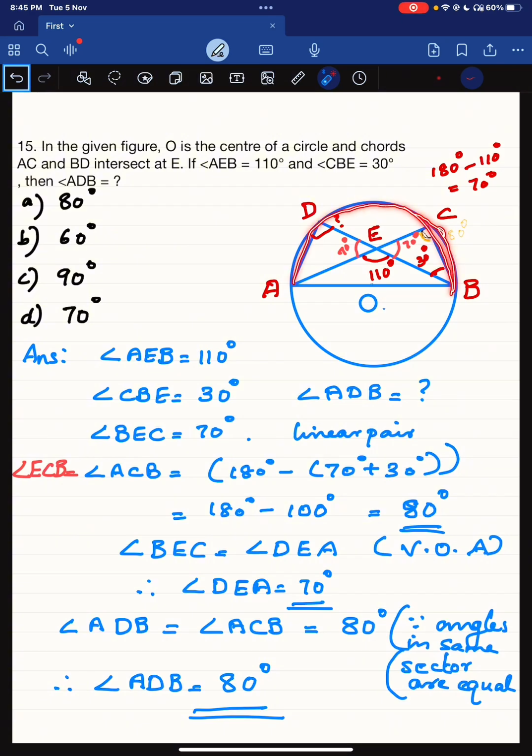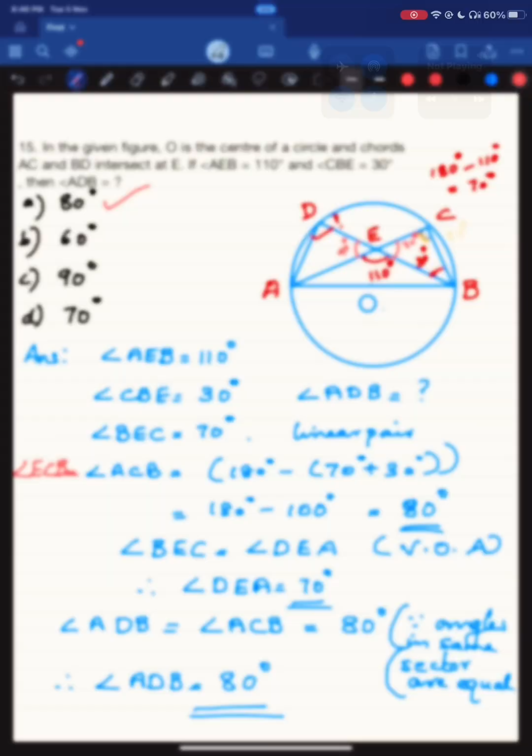So from this theorem we conclude that angle ADB is equal to angle ACB, which we already found to be 80 degrees, right? So angle ADB is equal to 80 degrees. You got the answer? This is the answer. If you have any doubt, please comment. Okay.